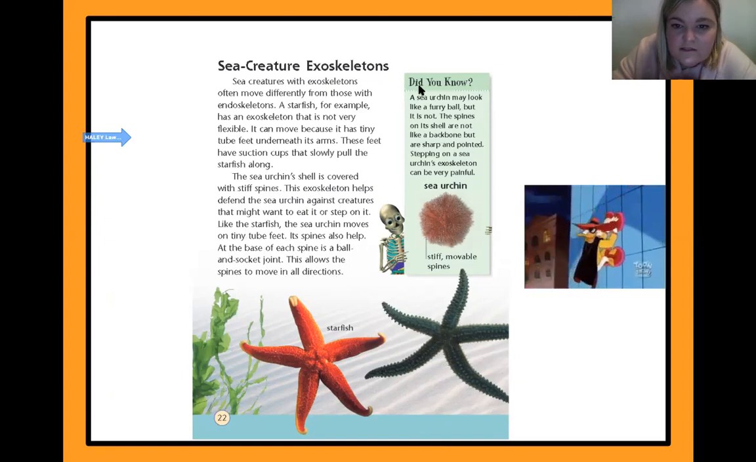Wow. Did you know? So this is a sea urchin right here, this little ball. A sea urchin may look like a furry ball, but it is not. The spines on its shell are not like a backbone, but are sharp and pointed. Stepping on a sea urchin's exoskeleton can be very painful. Ooh, that sounds awful.